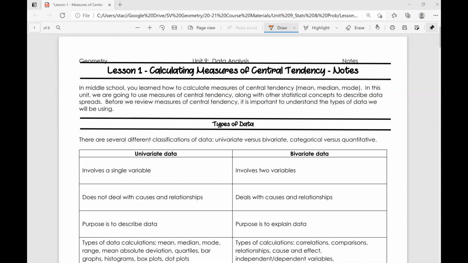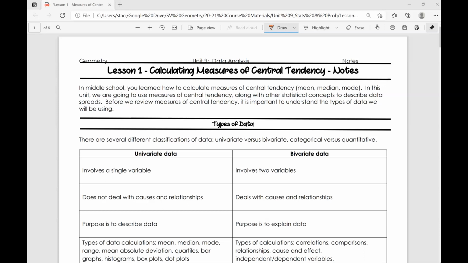All right, y'all. So you've probably noticed from looking at your new note packets that they don't really resemble a lot of geometry. And you are right. We're kind of moving in a different direction for the last unit of this course. And we're going to cover some material that you didn't get to in Algebra 1 due to COVID.